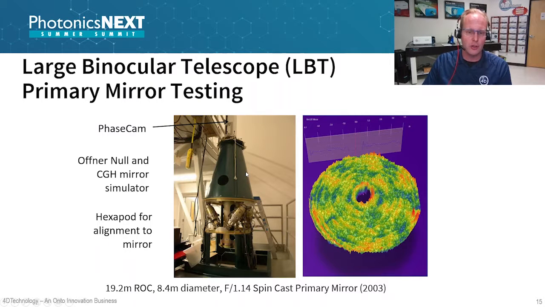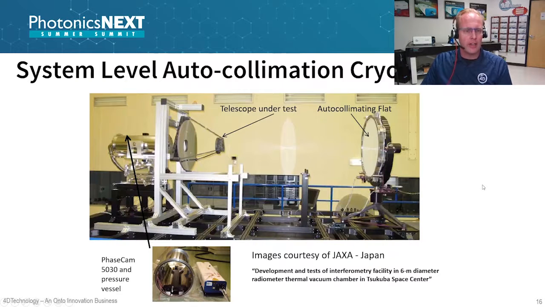In a lot of cases, you couldn't do that with an interferometer that didn't have dynamic capability, because there's just too much vibration, large structure, and you get a lot of noise, and you wouldn't really be able to get accurate results. Again, we come back to the autocollimation cryo test.